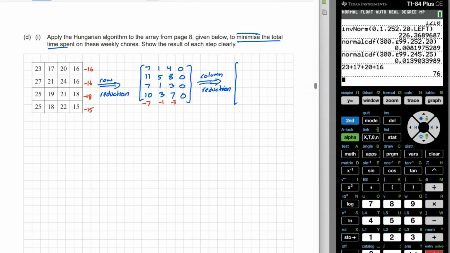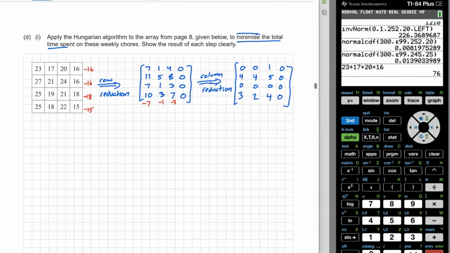So going down now, the 7 is going to be 0. We've got a 4, 0, and a 3. Another 0, a 4, a 0, and a 2. 1, 5, 0, and a 4, and then there was no change to that last one. So we've done that column reduction and the row reduction.